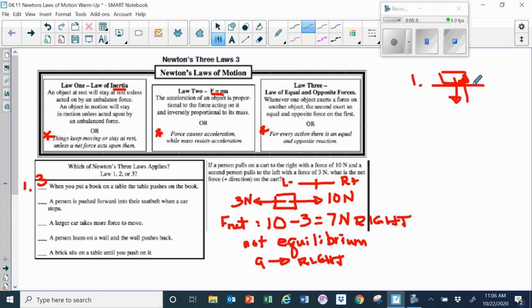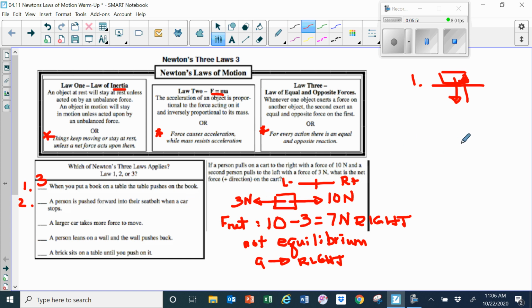When you put a book on the table, the table pushes on the book. For every action, there's an equal and opposite reaction. Whenever one object exerts a force on the other object, the book on the table will exert an equal and opposite force on the book. Okay, that's law 3. Number 2, a person is pushed forward into their seatbelt when a car stops.